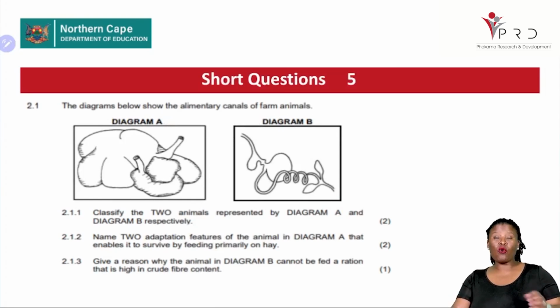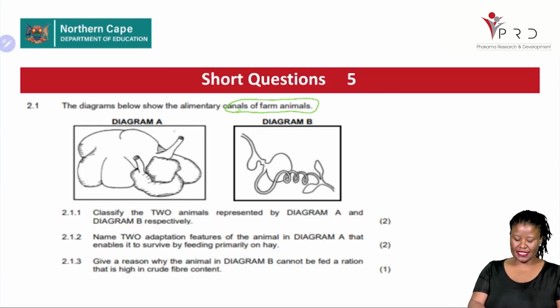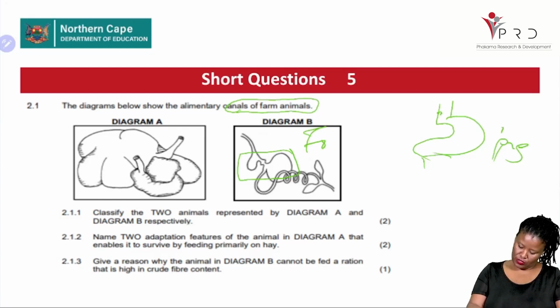Let's also look where you have to do the comparison. The diagram below shows the alimentary canals of farm animals. Firstly, you must be able to identify whether you deal with a ruminant or a non-ruminant. If you look at diagram A, it has so many compartments. Diagram B, your focus is on this one. It's not just a simple stomach as it is in a pig. So here you deal with a fowl and here you deal with a cow. But you haven't checked the questions yet, so it's for you to identify and recall whatever you have studied.